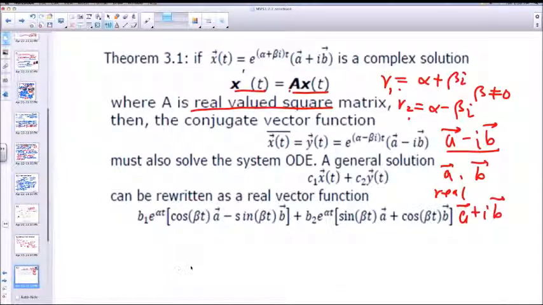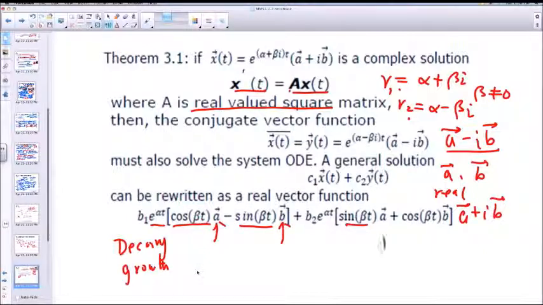So in the end, your solution, instead of imaginary, which is not realistic, you get those things. E to the alpha t is a decay or growth function. It's just talking about the amplitude. And these are the trig functions, a real vector trig function. So in the end, what you get is a real vector function.